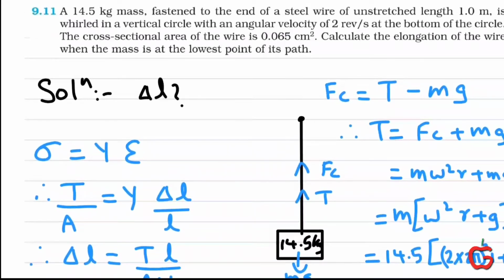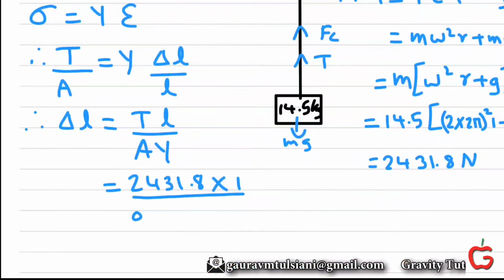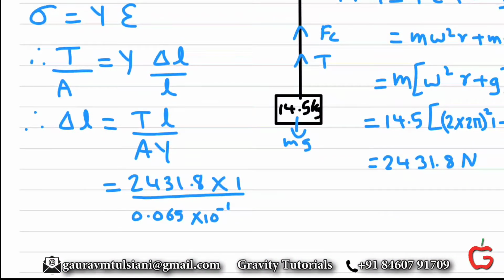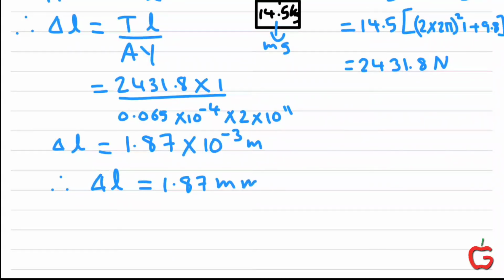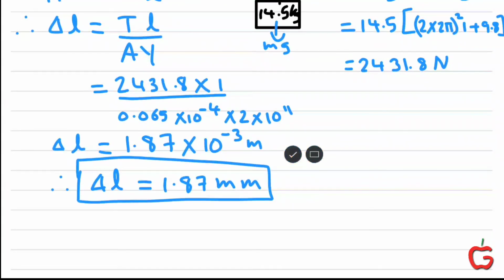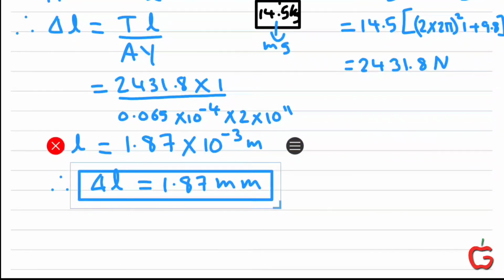Cross-sectional area is given to be 0.065 centimeter square. So we have to put a 10 raised to minus 4 to convert it into meter square. So 0.065 into 10 raised to minus 4. Since this is a steel wire, the Young's modulus of steel is 2 into 10 raised to 11. You got to remember this. Okay, calculating this, we get 1.87 into 10 to the power minus 3 meter. So this is the elongation we get. So this is 1.87 millimeter. So at the lowest point, the wire is elongated by this much.